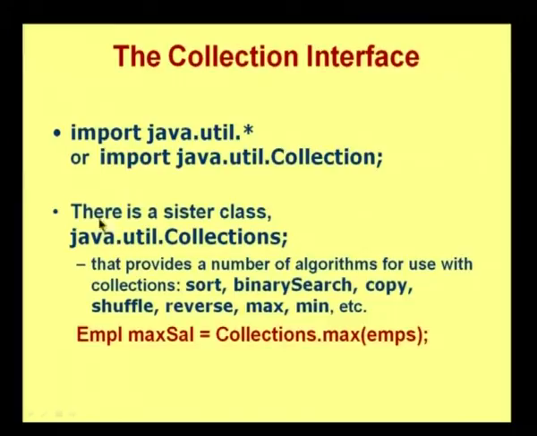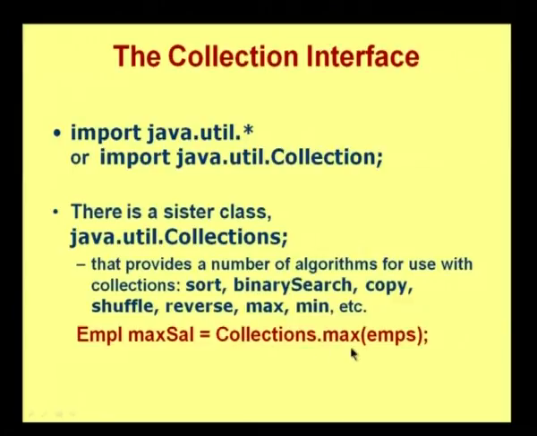So, here we have a class itself called java.util.Collections. This provides a number of algorithms for use with collections, algorithms like sort, binary search, copy, shuffle, reverse, max, min, etc. So, you can see that we have an employee, maximum salary.